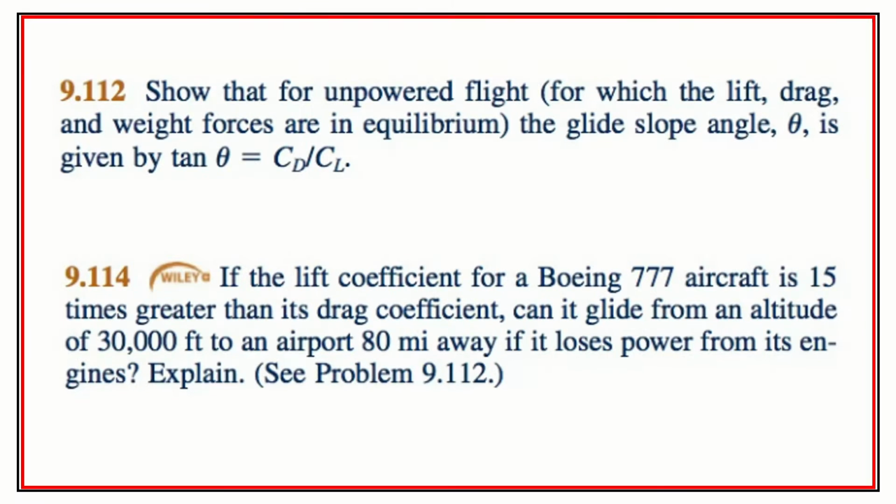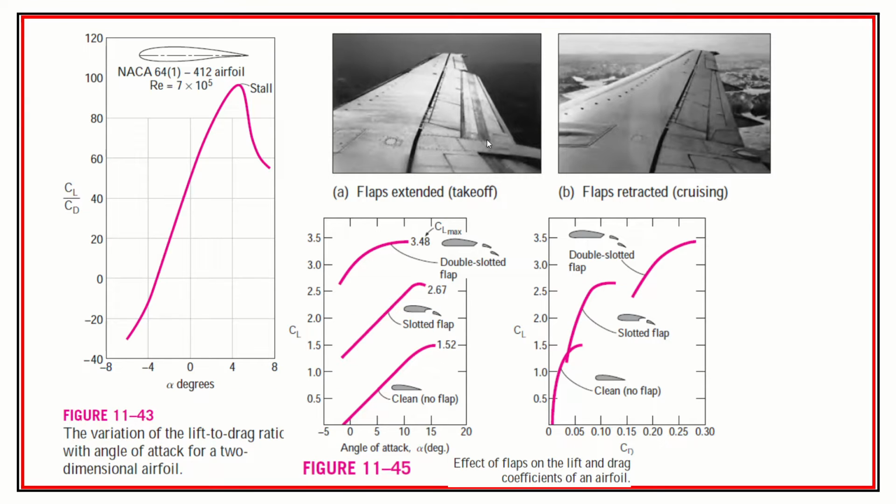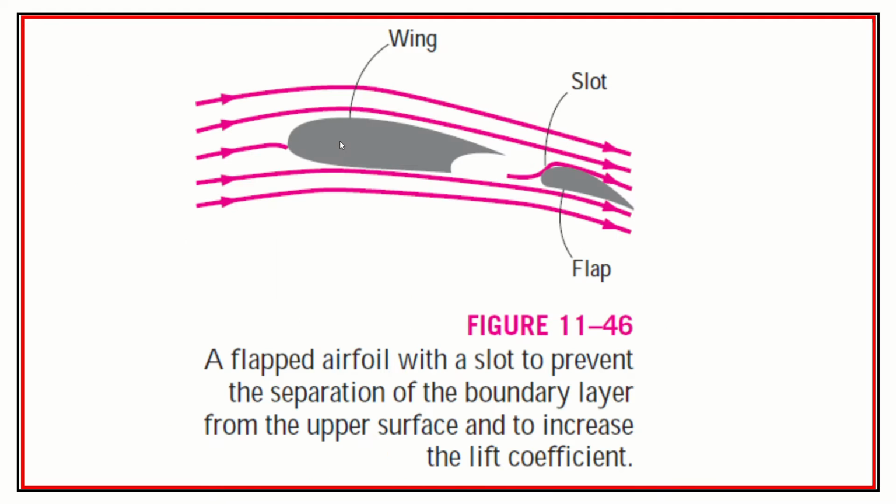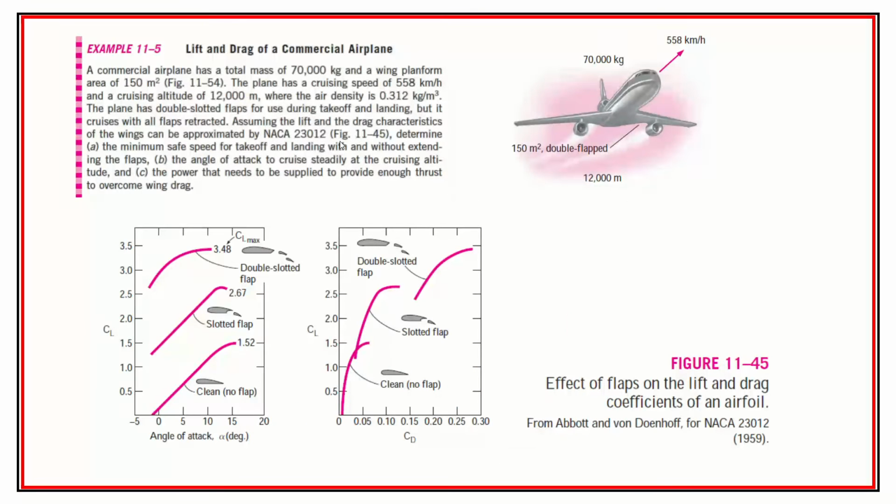Okay, so another example, let's see, for class 18, and we're going to take a look at an example that's actually in Cengel right here, okay? So this has this commercial airplane. It's got a total mass of 70,000 kilograms and a wing planform area of 150 square meters.